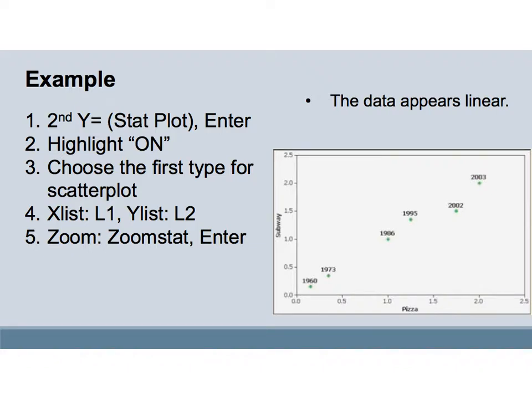So once you've got all this set, go to zoom and scroll down and find zoom stat. Press enter. And you should get a scatter plot that looks like that over there. And see, these are going uphill in a pretty nice little line. So not only is this linear, I would say that this is a strong positive.